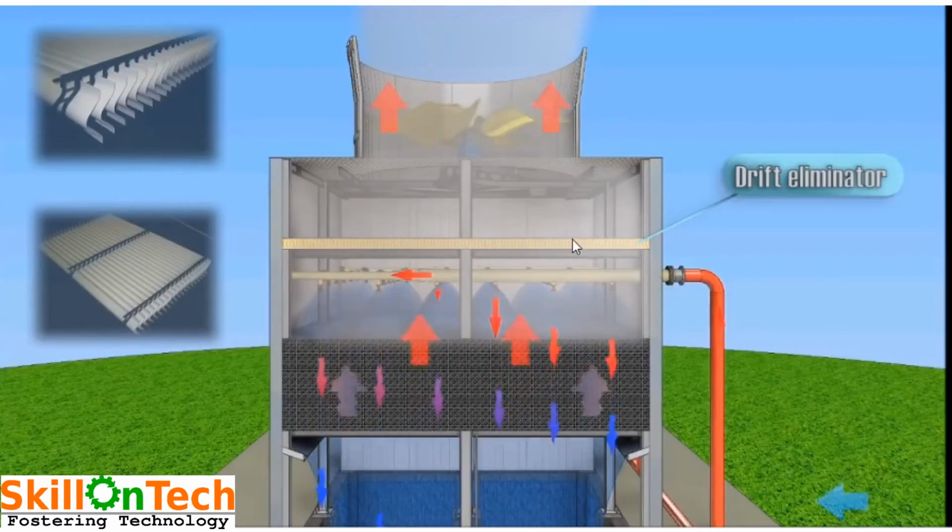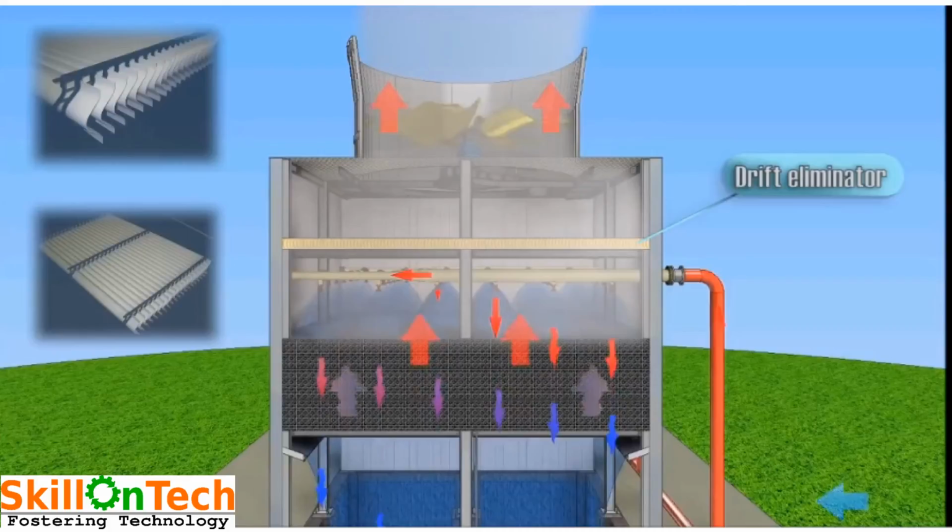Now you can see here, these are the drift eliminators. When these water vapors are carried over by air towards the fan, these drift eliminators will prevent the water vapors and send them back over the PVC fills, and we can have minimum drift losses. So drift eliminators are also a very important component of a cooling tower, and they should also be inspected from time to time for any damages.